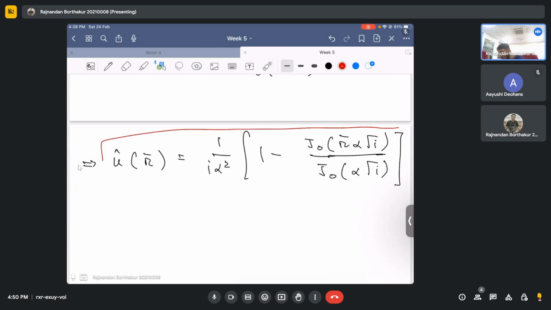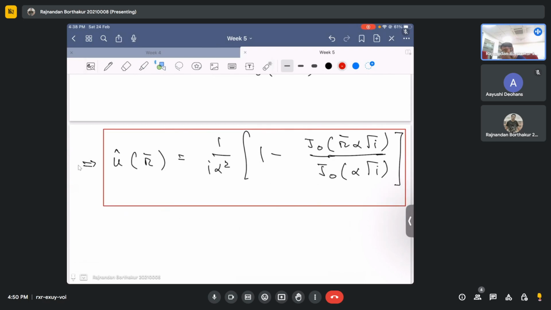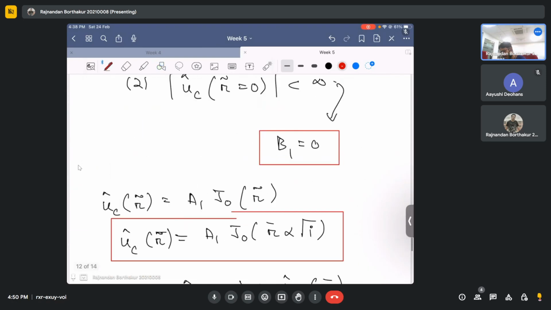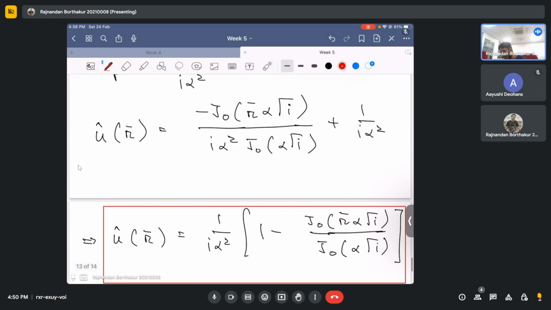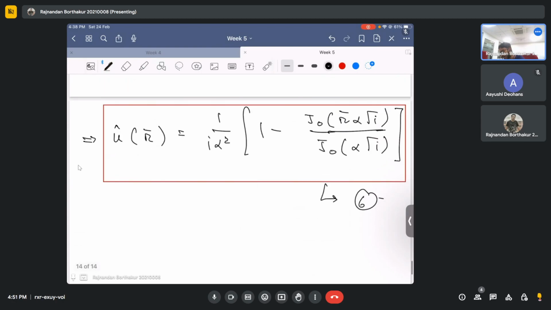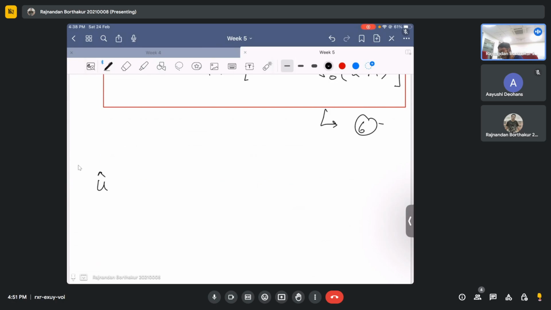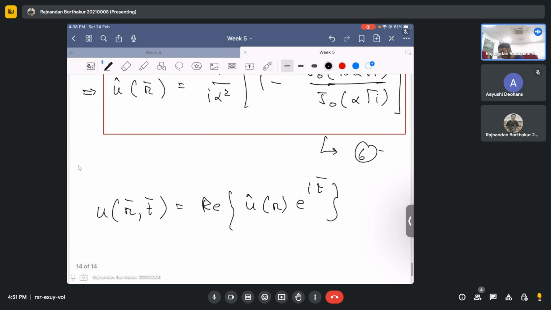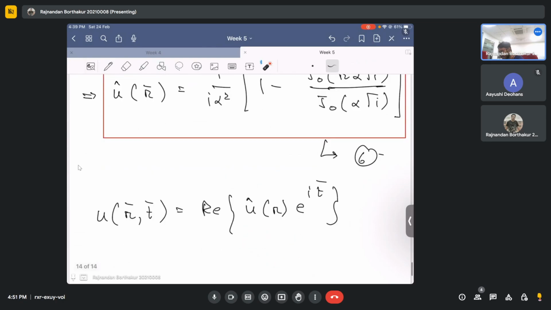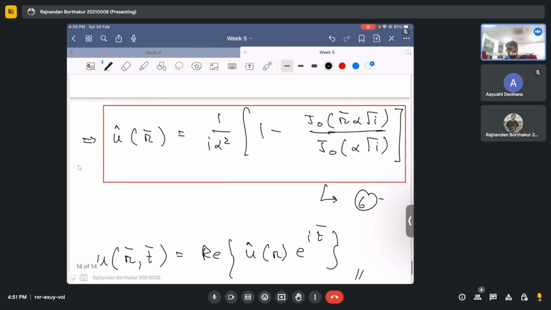Why? Because the total solution is nothing but u hat of r multiplied by e power I omega t. So let's name the equation. We had got a lot of equations here. Let's name it as equation 6 maybe. So the total solution, that is u, which is a function of r bar and t bar, is basically the real part of u hat of r bar e power I t bar, where this u hat of r bar is given by this equation. Okay, so that's the solution that we are basically looking for.